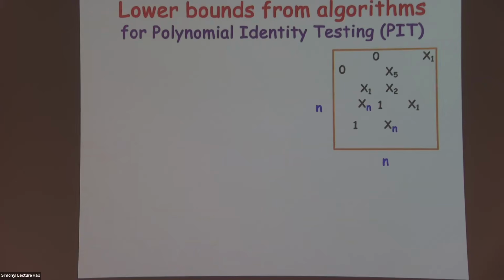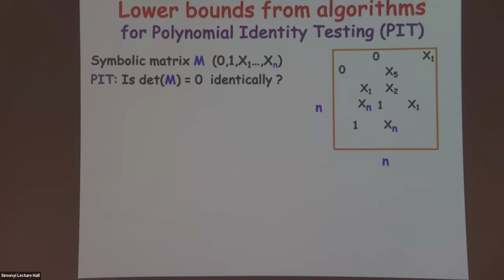Another algorithmic question, that's my last slide, that would lead to lower bounds, is maybe my favorite, and I spent a lot of time on it: the polynomial identity testing problem. The problem is extremely simple to state. I give you this matrix, an n by n matrix full of constants 0, 1, and variables between 1 and n, scattered maybe with repetitions in this table. That's called a symbolic matrix, and I ask you whether the determinant of this matrix, which is a polynomial in these variables, is vanishing identically or not.